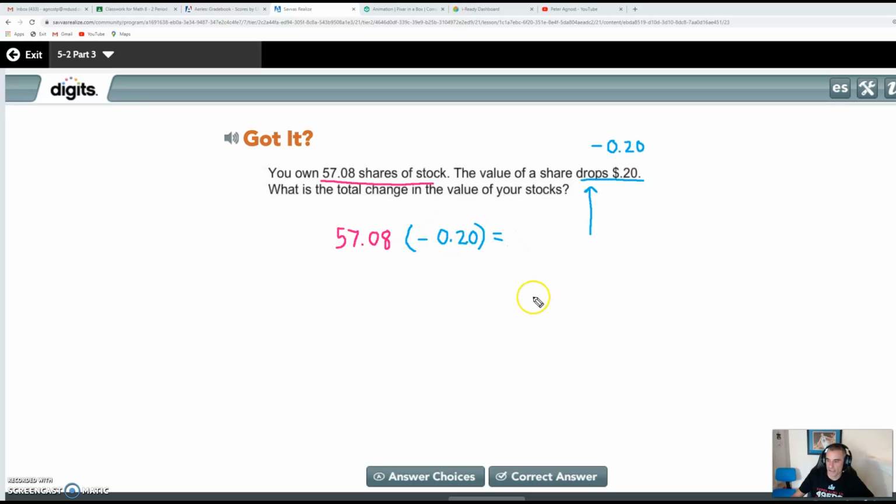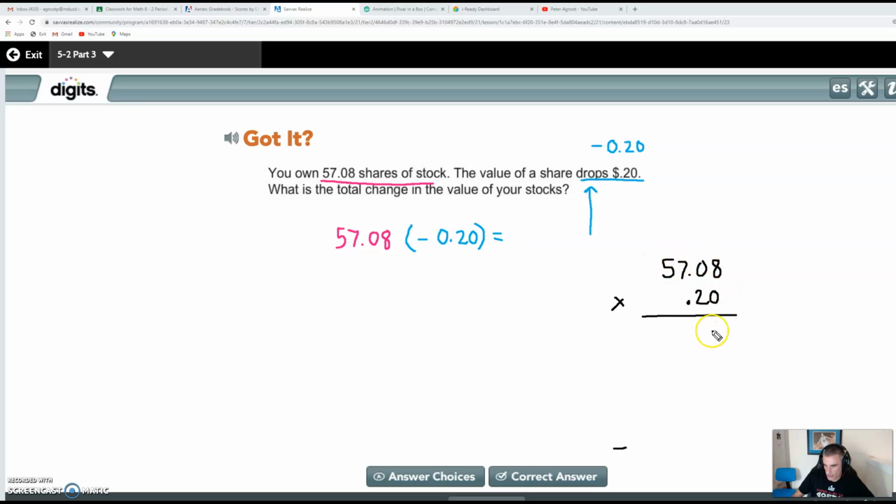Okay, so I'm going to go ahead and set this up vertically. Multiplying decimals is no big deal. You're just going to ignore the decimal, right? And I'm also going to ignore this negative sign. I'm just going to put a 0.20 there. I know my final answer is going to be negative, right? I have a negative times a positive. So whenever I get to my final answer down here, I know it's going to be negative. So I'm just going to do the math, and then whatever answer I get, I'm going to make sure that I make it negative.